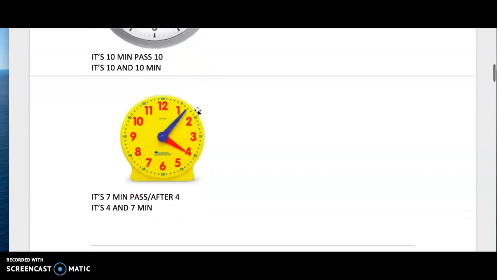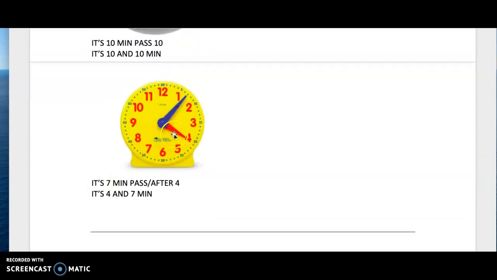Let's keep on practicing. Now, we have this example. What time is it? It's 7 minutes. 1, 2, 3, 4, 5, 6, 7 minutes. It's 7 minutes past or after 4. Or, very simple, it's 4 and 7 minutes. Son las 4 y 7 minutos. Okay? Remember that here you can use only one, or past or after. Se usa uno, o pasadas, o after. Uno de los dos, no los dos.